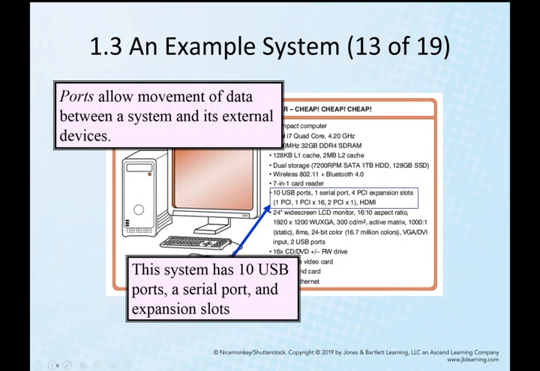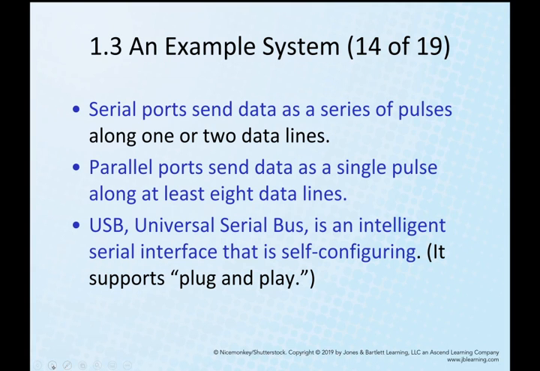And then it shows the ports. Of course, ports are very important because ports are the interface between the system and external devices and environment. This system has 10 USB ports, a serial port, and expansion slots, so it has different types of IOs. And what is the difference between serial port and parallel port?